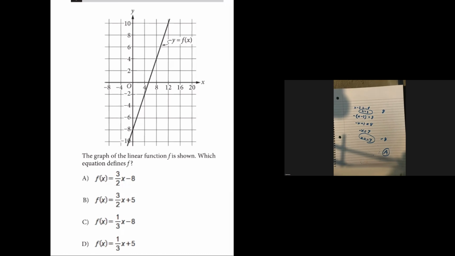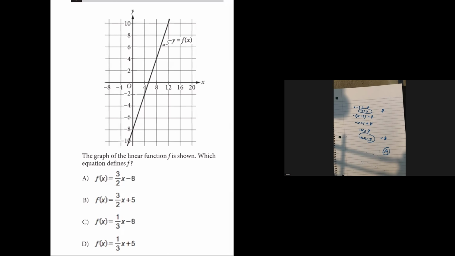Okay, so for this question, it is standard coordinate geometry. So the equation of a line is y equals mx plus b. b is the point where it crosses the y-axis, or the y-intercept. The y-intercept is where x is 0, the x-intercept is where y is 0, slope is m, and all that. And so for this one, it asks which equation defines f. And so f of x equals y. And so using this, we know that b is the point that crosses the y-axis. And in this graph, it crosses the y-axis at -8.